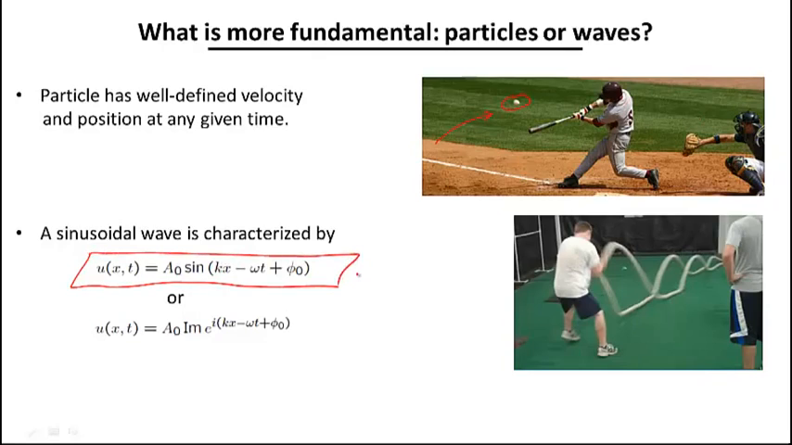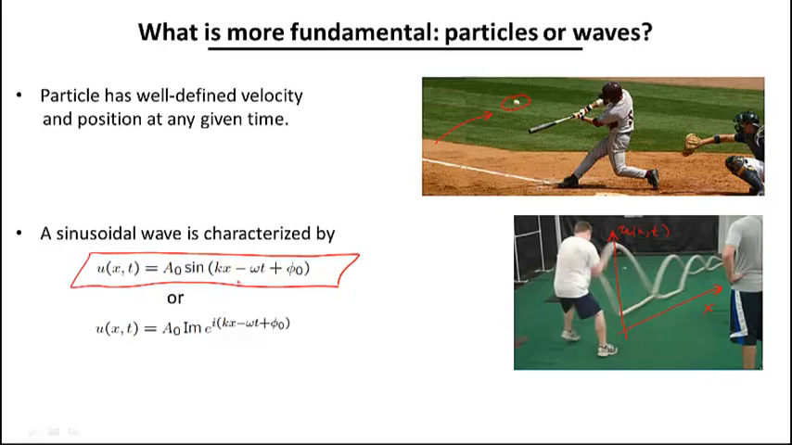So in this expression, u is the displacement. In this particular example, u is the vertical displacement, which is a function of the coordinate and time, and the x-coordinate is this horizontal direction. And for a simple sinusoidal wave, this is the kind of expression we're going to get.